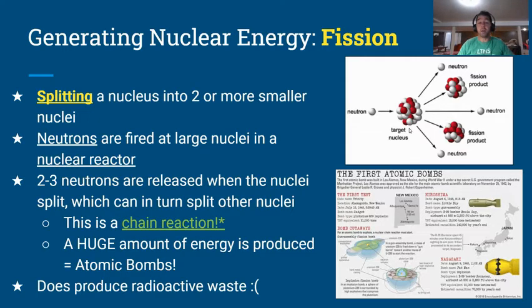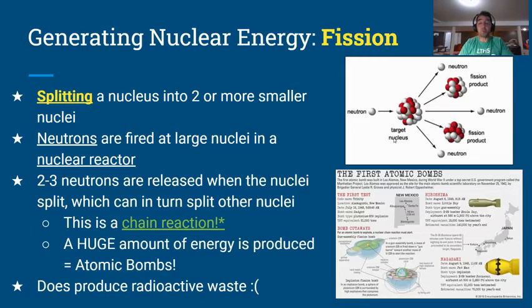This has a lot of energy. Usually when fission happens, it's in a controlled setting in a nuclear reactor, and that's how we are able to harness nuclear energy. Since this is such a massive amount of energy and it is a chain reaction, nuclear engineers have to slow it down sometimes, and they use control rods in order to do that.